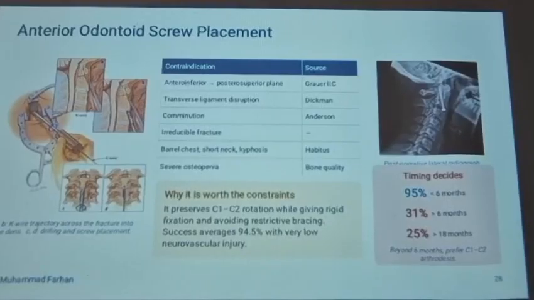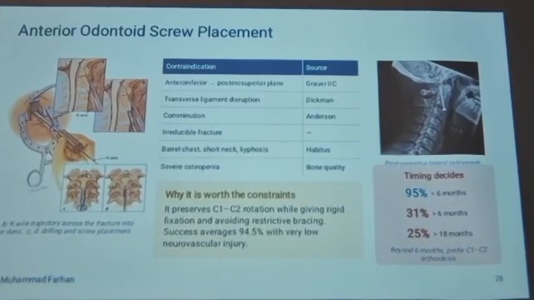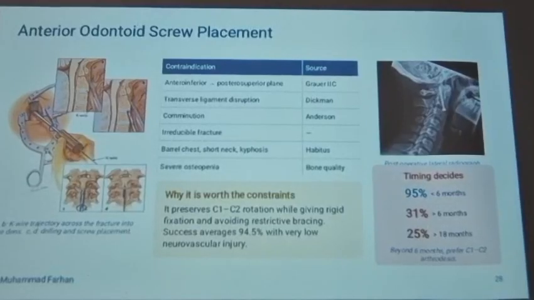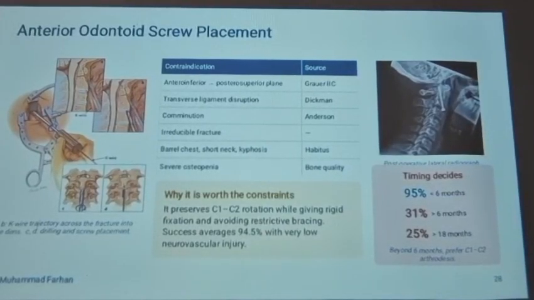In some cases, such as barrel chest, short neck, or kyphosis, the direction of the screw cannot be formed properly. So in these cases, it may be very difficult to place the odontoid screw. And in severe osteopenia, if there is not a proper purchase of the screws, then they may not be feasible. Usually, in the posterior approach, 3.5 screws are used, and in the odontoid, 4 to 5 screws can be used.